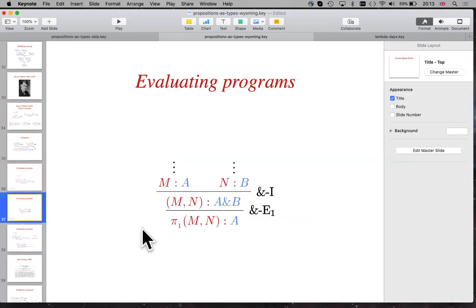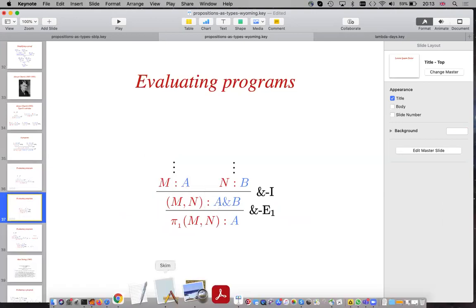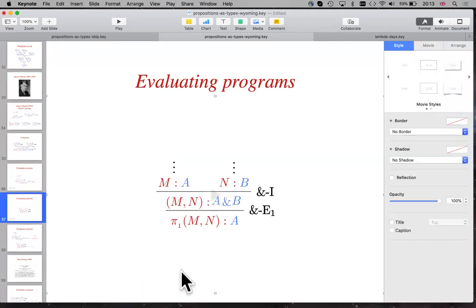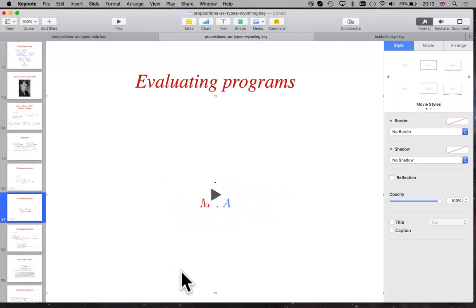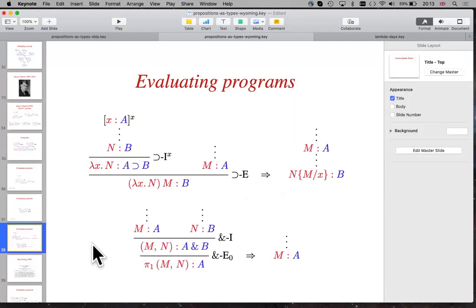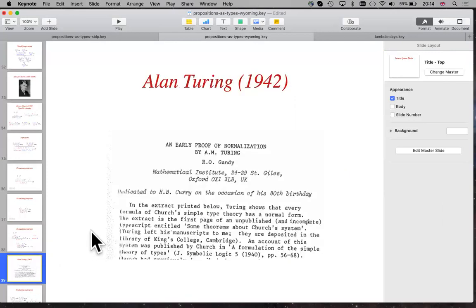And even easier, if we've got M of type A and N of type B, that gives us an MN pair, and then we take pi1 of that, that would have type A. So that's going to reduce to M, but M has type A. So again, as we do the reduction, the type doesn't change. Again, we can animate that. Any questions about that? And there's the same thing just written out on one slide without the animation.